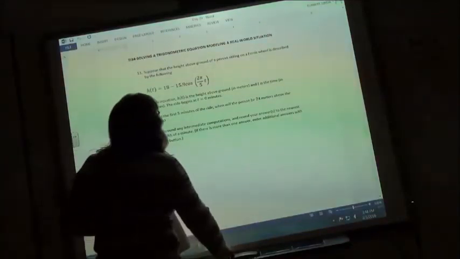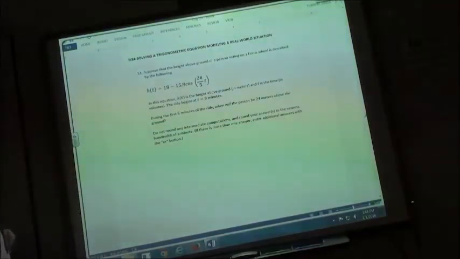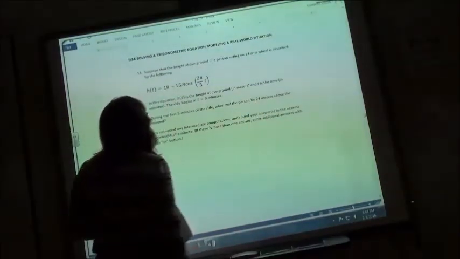Numbers 13, 14, and 15, we are solving a trigonometric equation modeling a real-world situation. And it says, suppose the height above the ground of a person sitting on a Ferris wheel is described by the following. H of t equals 18 minus 15.9 times the cosine of 2 pi over 5t. In this equation, h of t is the height above ground in meters, t is the time in minutes. The ride begins at t equals 0 minutes. So during the first 5 minutes of the ride, when will a person be 24 meters above the ground?